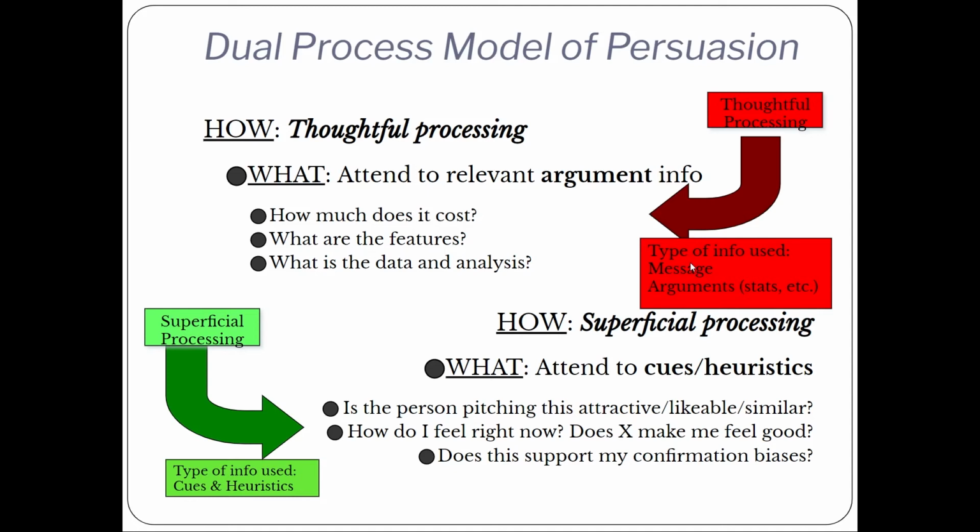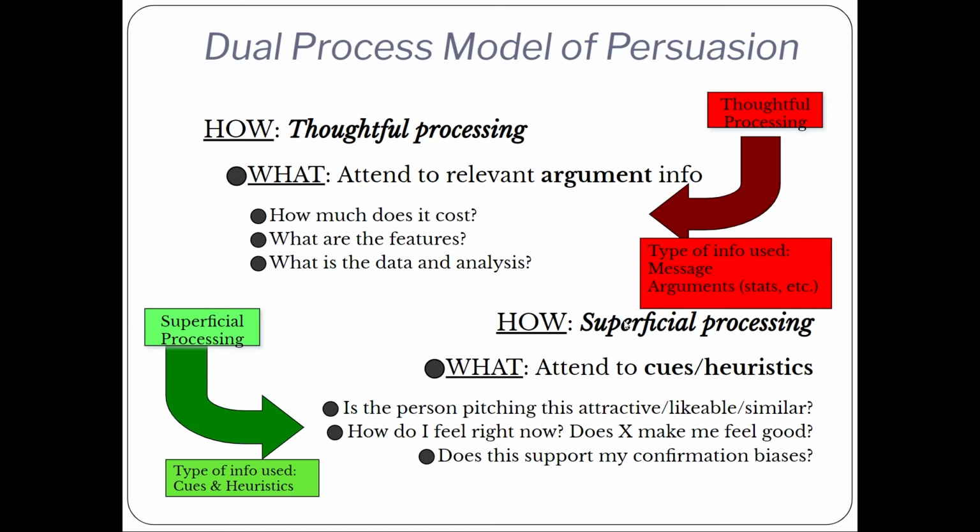The information could be emotions. How do I feel right now? Does complying with this person, or doing this thing that the persuader is trying to get me to do, make me feel good? Or does this message of persuasion support my confirmation biases?